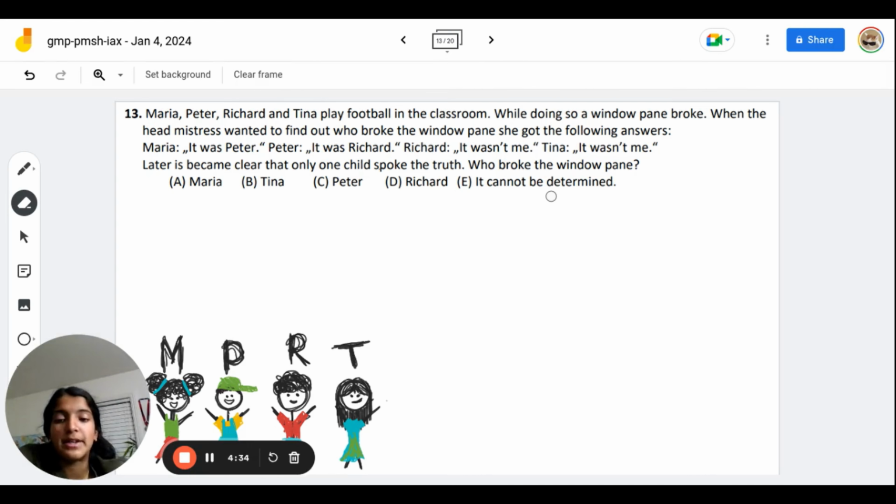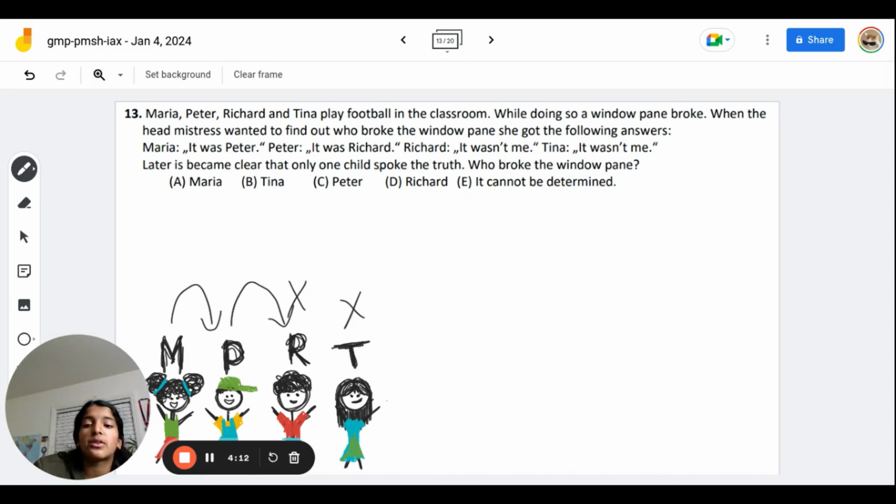So what we first need to find out is which child spoke the truth. So Maria said that it was Peter. And then Peter said that it was Richard. So one of these people might be speaking lies, or maybe both of them are speaking lies. And then Richard said it wasn't me, and then Tina said it wasn't me. So who broke the window pane? So the two things that mainly correlate with each other is Peter saying that it was Richard and Richard saying that it wasn't me.